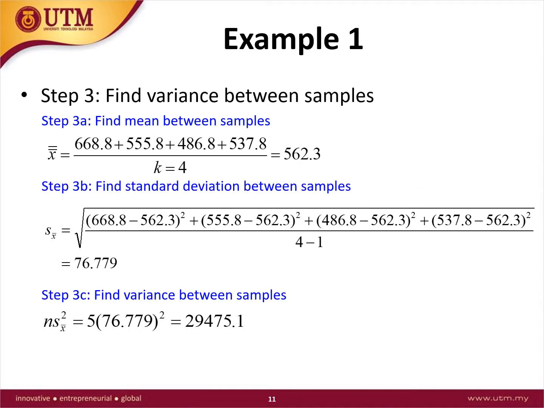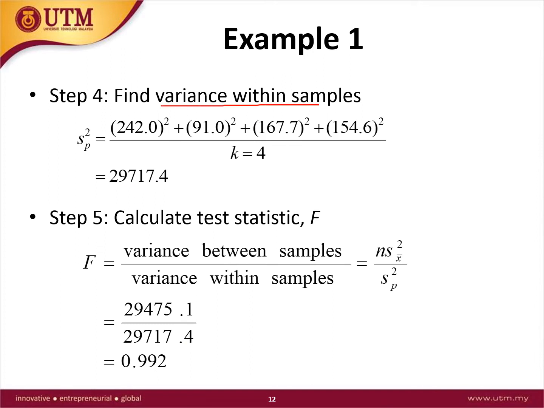The next step, we find the variance between samples. This is the mean between samples and also the standard deviation between samples. Then we find the variance between samples. So this is the formula: n times the squared deviation of the mean, and this one is the standard deviation squared times n. So you get this, and then you find the variance between samples.